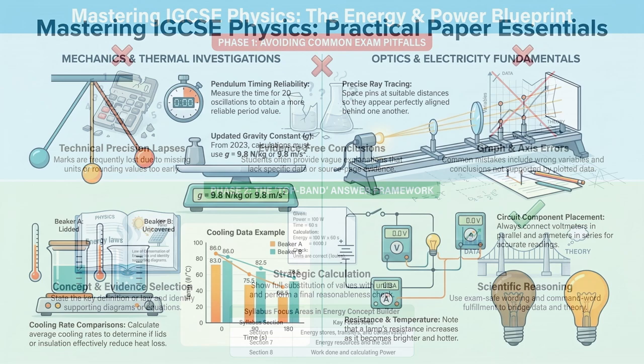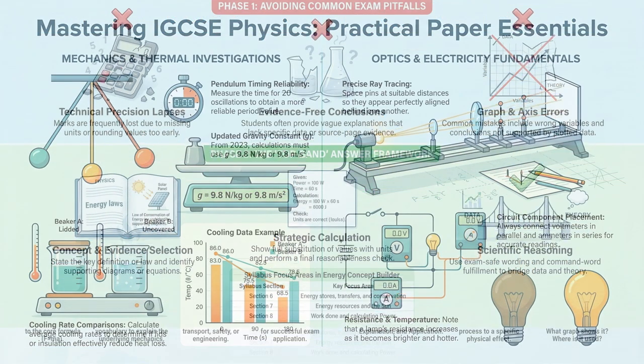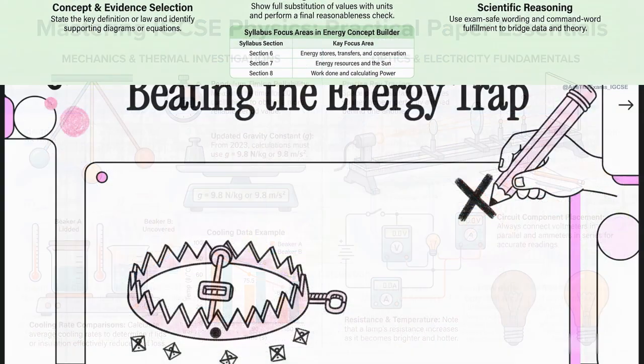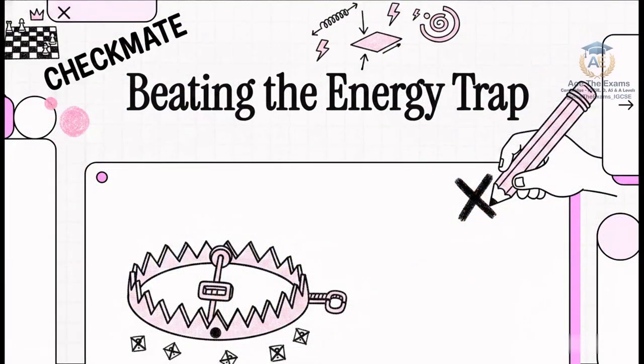You open your physics paper, you see a standard energy question, you write down an answer that feels completely right, and you confidently move on. But without even realizing it, you've just walked straight into a checkmate. Today, we're dissecting an exam trap that silently costs Cambridge IGCSE physics students critical grades every single year.